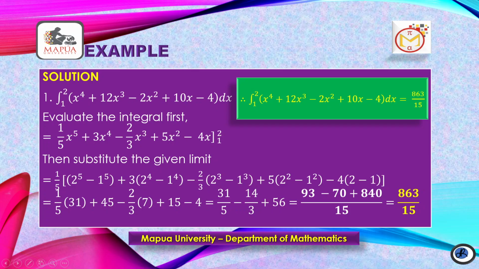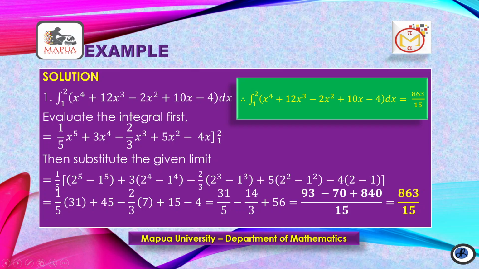2 raised to 5 here is 32 minus 1, so we have 31 multiplied by 1/5, so this is 31 over 5. We have 2 raised to 4 is 16 minus 1 is 15 times 3 is 45. 2 raised to cube is 8 minus 1, 7 times 2 over 3 is 14 over 3. And then we have 2 raised to square is 4 minus 1 is 3 times 5 is 15. And then 2 minus 1 is 1 times negative 4 is negative 4. So again, we have to simplify these values. We have 31 over 5 here. And then 45 plus 15 is 60 minus 4 is 56. So we have 56 here.